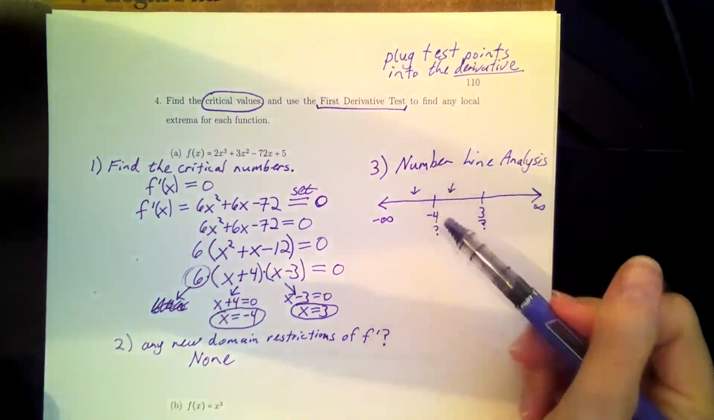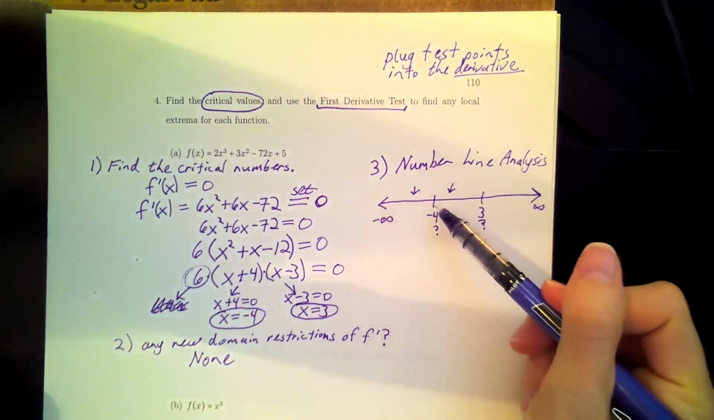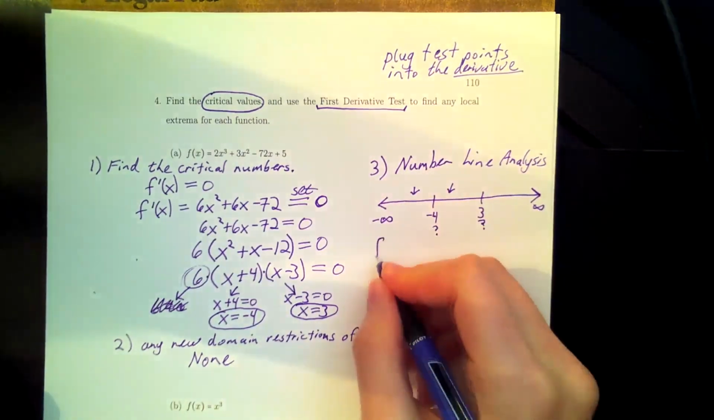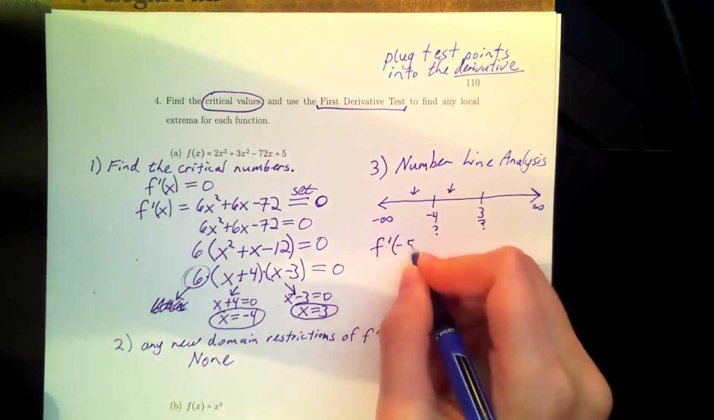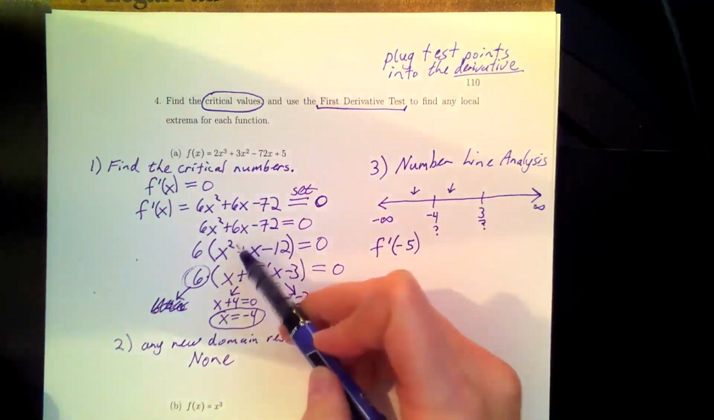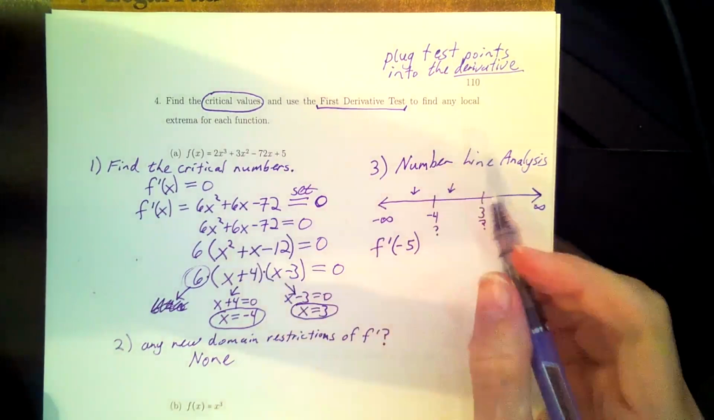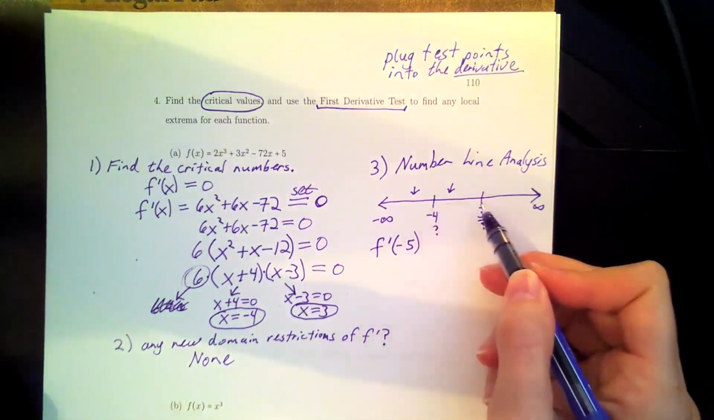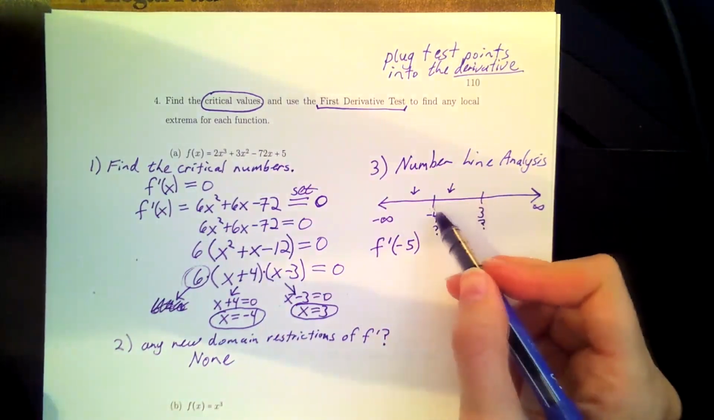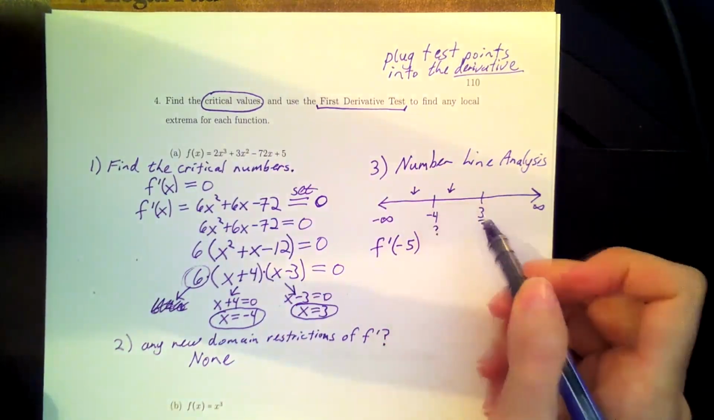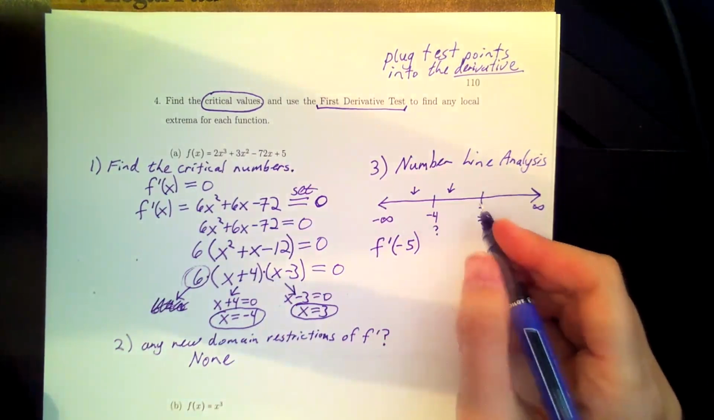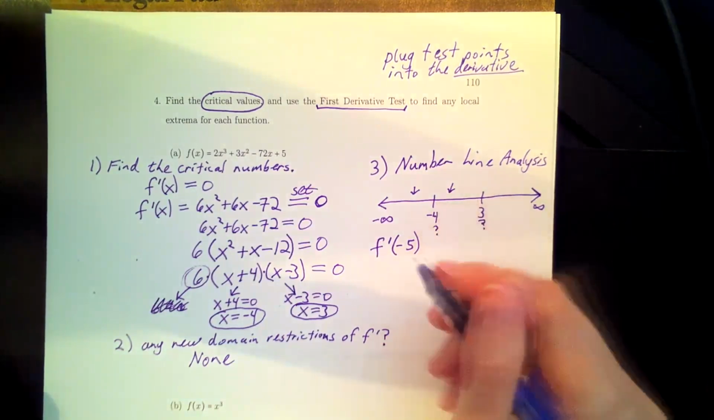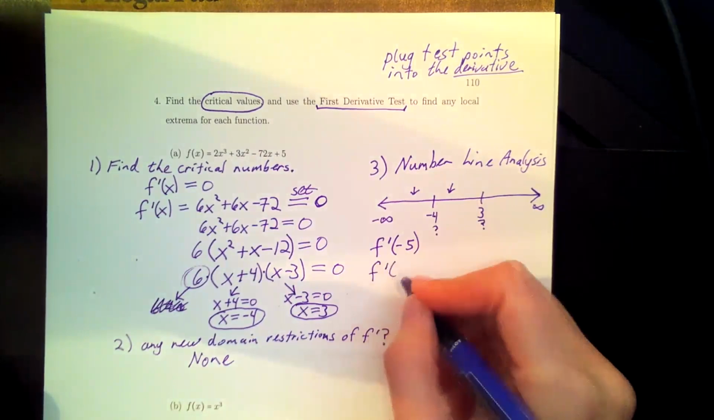So let's pick a test point between minus infinity and -4. It can be anything you like, but I'm going to plug that into the derivative function f prime. So I'm going to plug it in over here, into that. Pick a test point between -4 and 3. You can pick any number you want in there as long as it's not -4 and not 3. Pick any number you want in between there. So I'm going to pick 0.